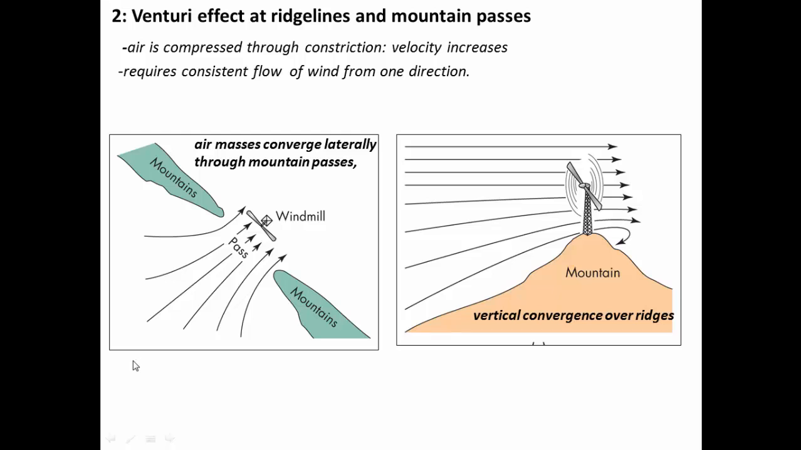As that dominant wind flow comes along and meets a mountain range, the air is forced to compress, either laterally through a mountain pass, or vertically over a ridgeline. Here we need to think of wind as basically a fluid. It's the same effect as putting your thumb over a garden hose. The flow of water is forced through a smaller opening, and tends to go through that opening much faster because the pressure behind it is still constant.